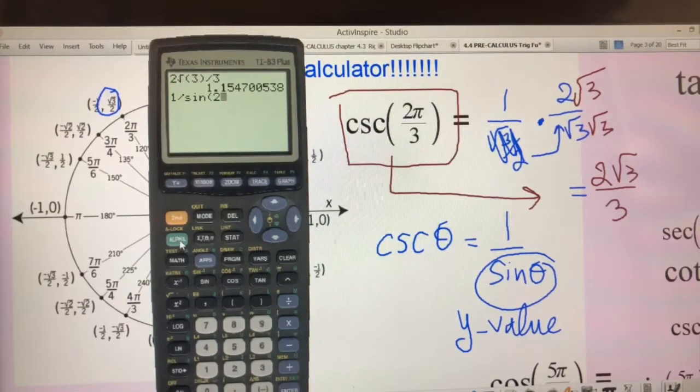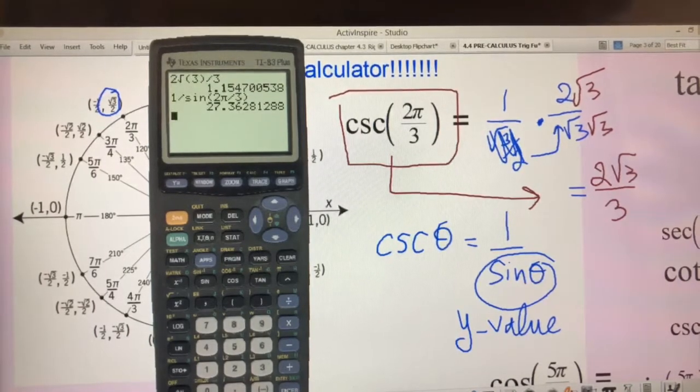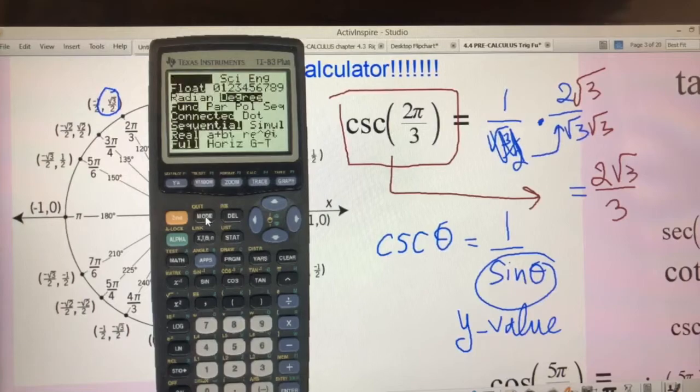Okay, so 2 alpha divide by 3. I hope it's the same. Oops, it's not the same. So my suspicion was that it is not in radian mode here. Okay, so I'm going to go to the mode and look at this, since it's in degree.